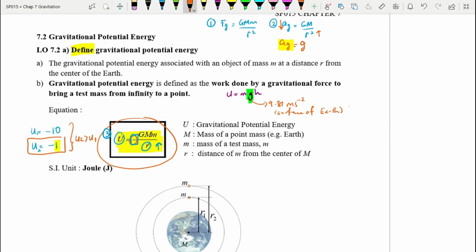Okay, so kita nak make sure, negative sign tu just nak make sure relation antara U dengan r tu still valid lah. So dia still directly proportional.